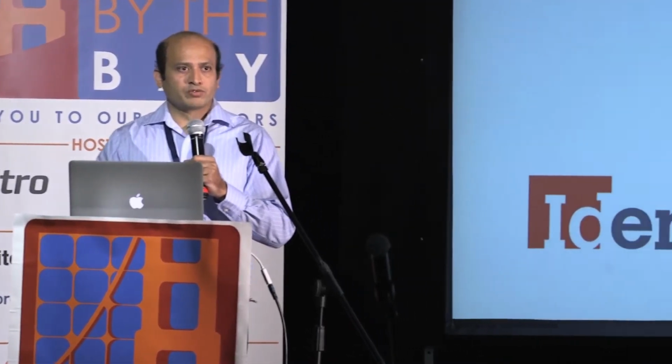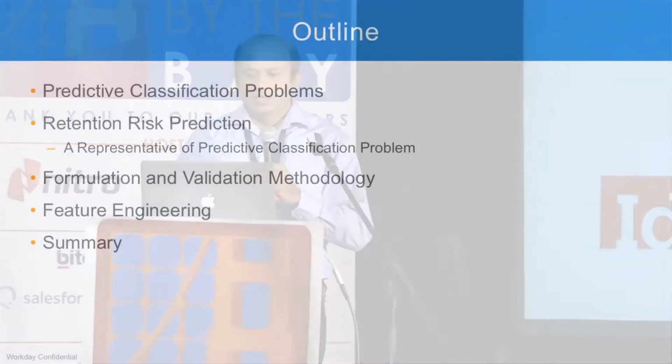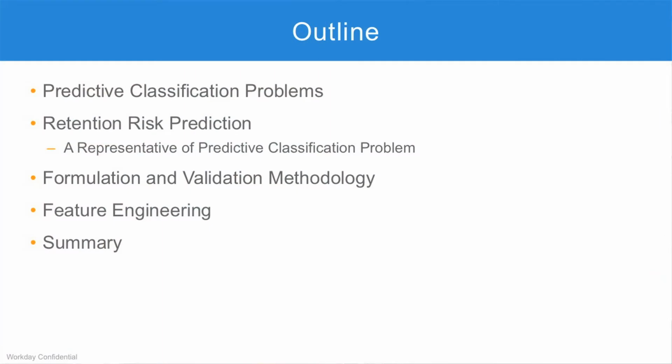In particular, we have put two applications in production, which are retention risk prediction and customer collections. So we'll talk about a few lessons that we learned over the course of the last few years as we proceed. We are going to talk about a particular class of predictive classification problems, a subclass of problems that we encountered while at Workday. And retention risk prediction is an interesting representative of this class.